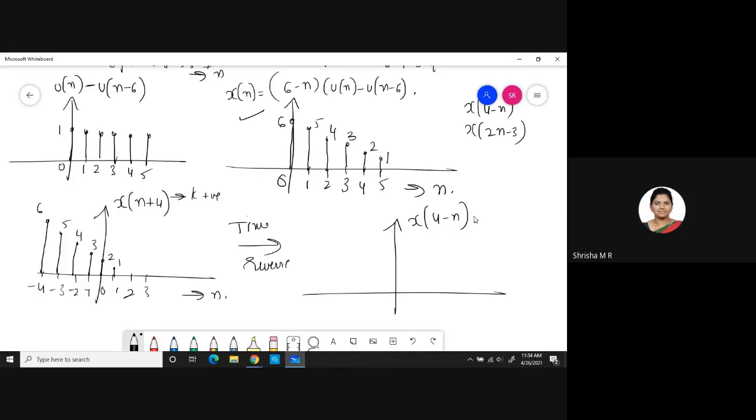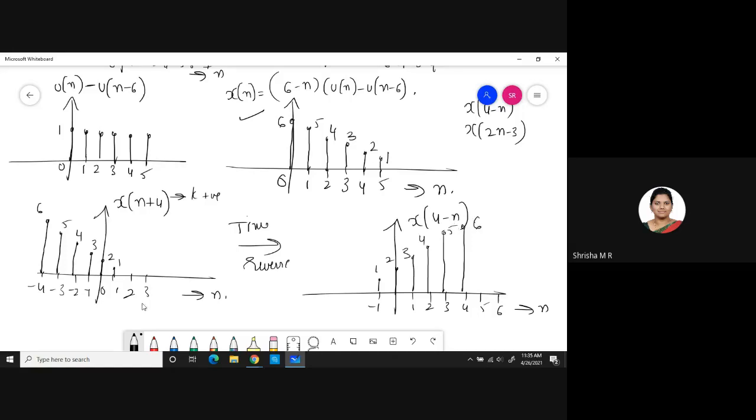Okay, so I have minus 1 here, and 1, 2, 3, 4, 5, 6. This is my n axis. At minus 1, I have 1. At 0, it will be 2. At 1, it will be 3. At 2, it will be 4. At 3, it will be 5. And at 4, it will be 6.